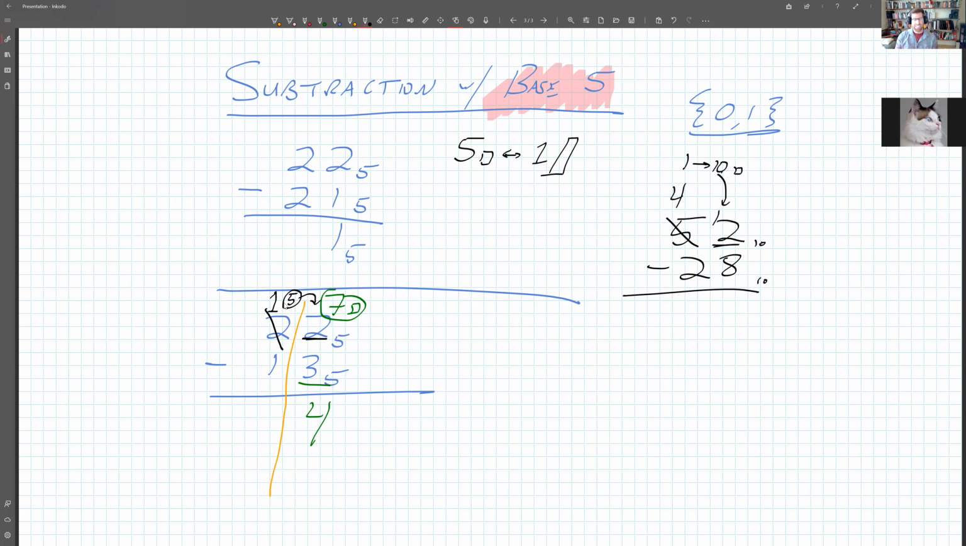But in this case, when I borrowed a 1, that 1 long gave me 5 smalls. With the 2 is 7 total, right? So instead of adding 10, we had to add 5. And then 1 minus 1 is 0 here.